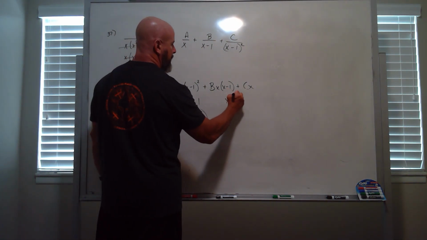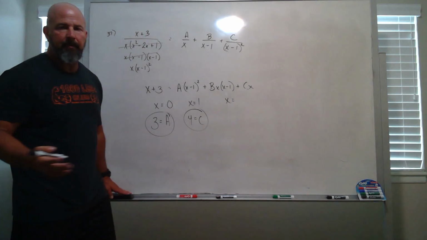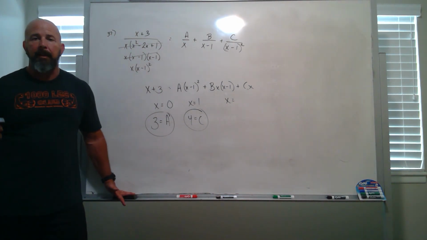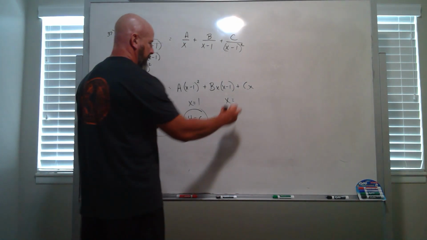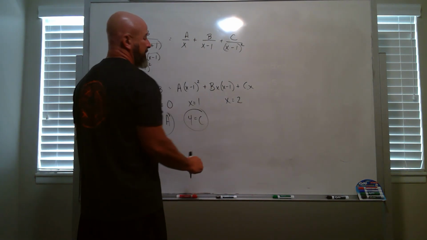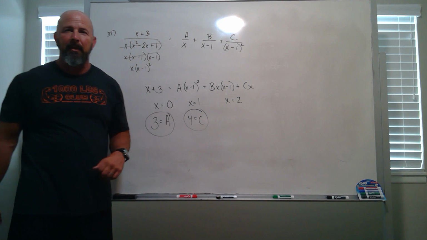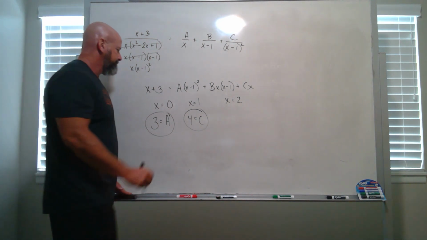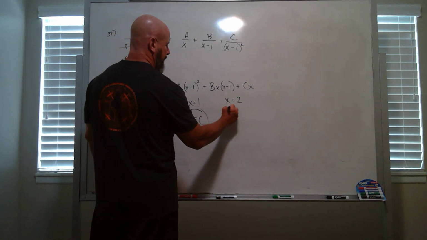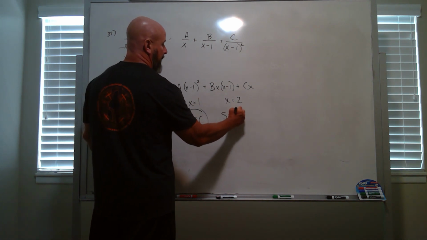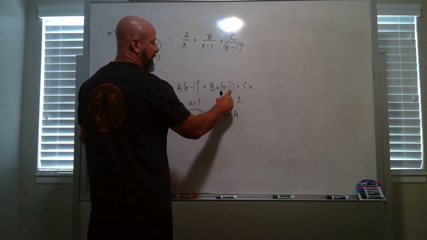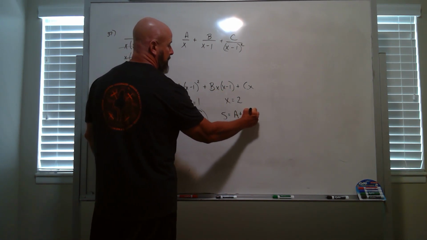And then I don't have another domain restriction, so I need to let x, again, be anything I want. I want to pick a nice small number. I'm going to pick 2. I'm selecting 2 because I kind of see, hey, 2 minus 1 is 1. That's going to give me something easy to work with. Okay, so 2 plus 3 is 5. That would be A. That's 1 times 2 is 2B.